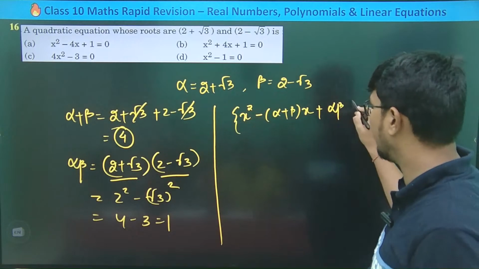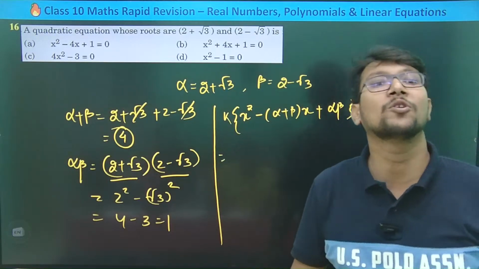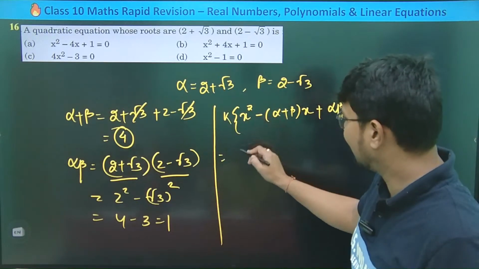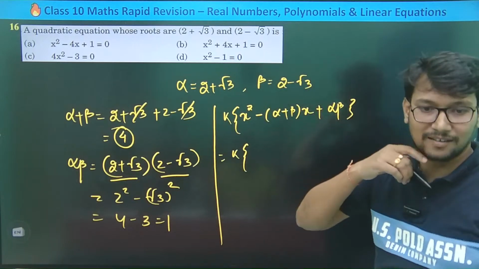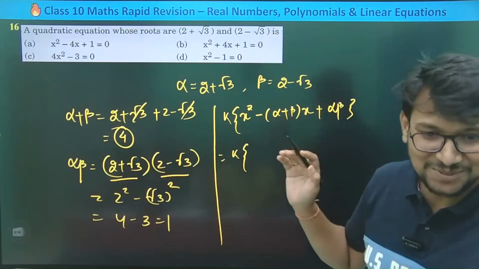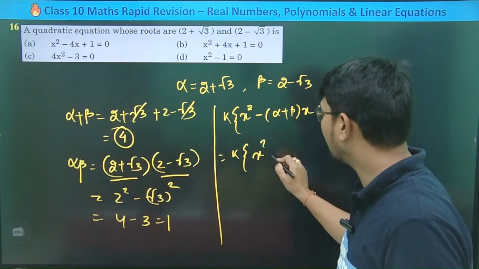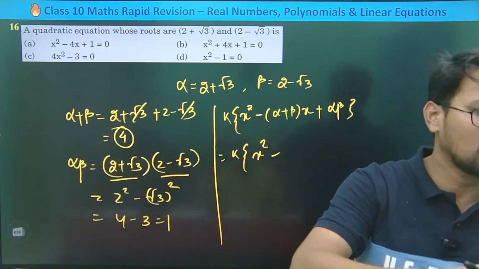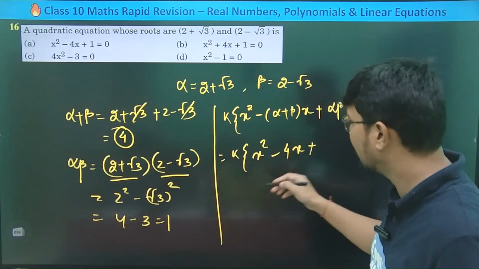You want to multiply? So check x square. X square minus alpha plus beta, what is it? Tell me, what is alpha plus beta? 4x plus alpha into beta, 1.